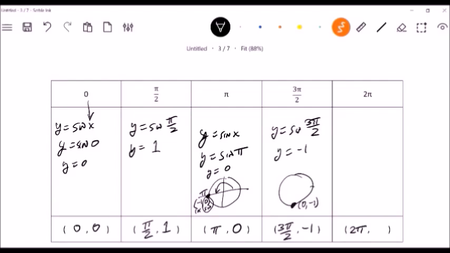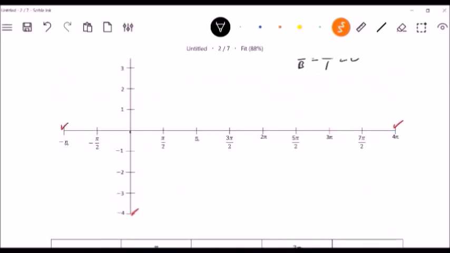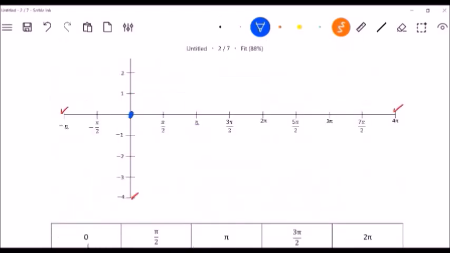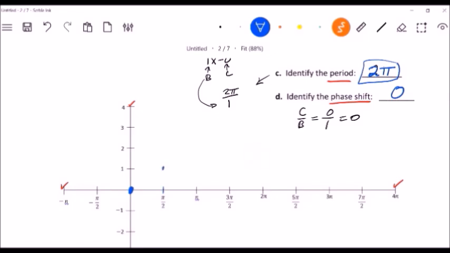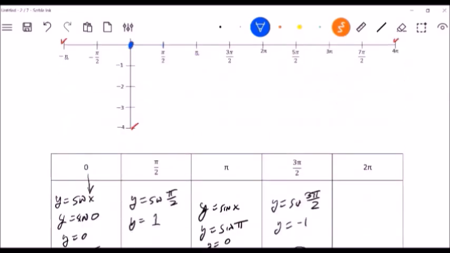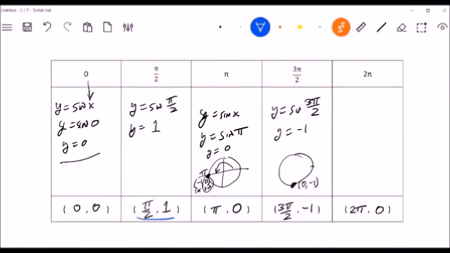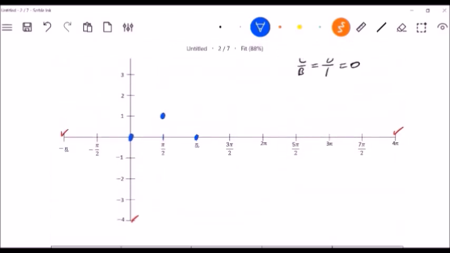And then for 2 pi, we're right back at the beginning, which is the same as this. Now we're going to graph those 5 points. 0, 0 is our first point. Pi over 2 and 1 is the next point. So at pi over 2 here, we're going to go up to 1. And then for pi, we're at 0, and 3 pi over 2, we're at -1. And then at 2 pi, we're at 0. So we curve around these. And that is y equals sine x.